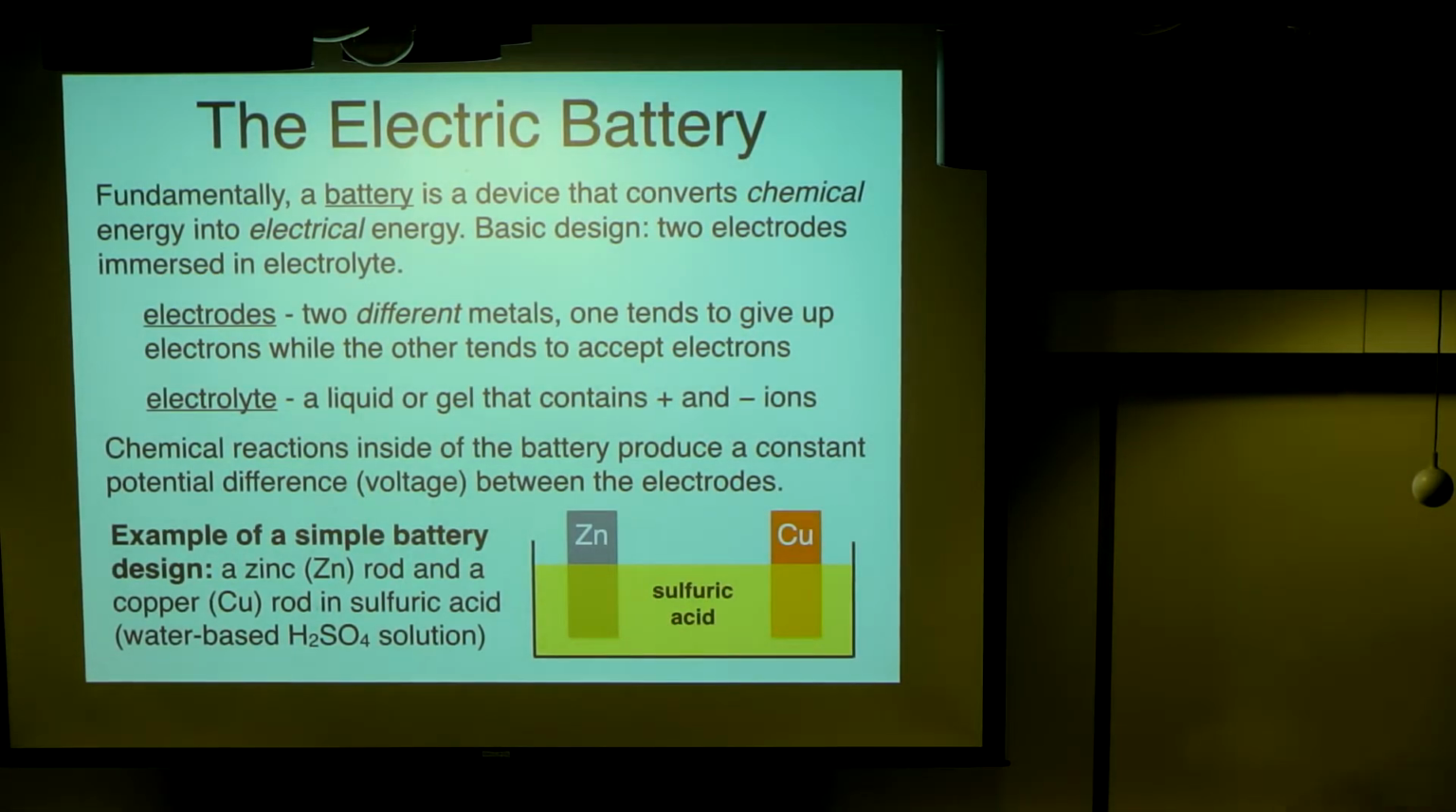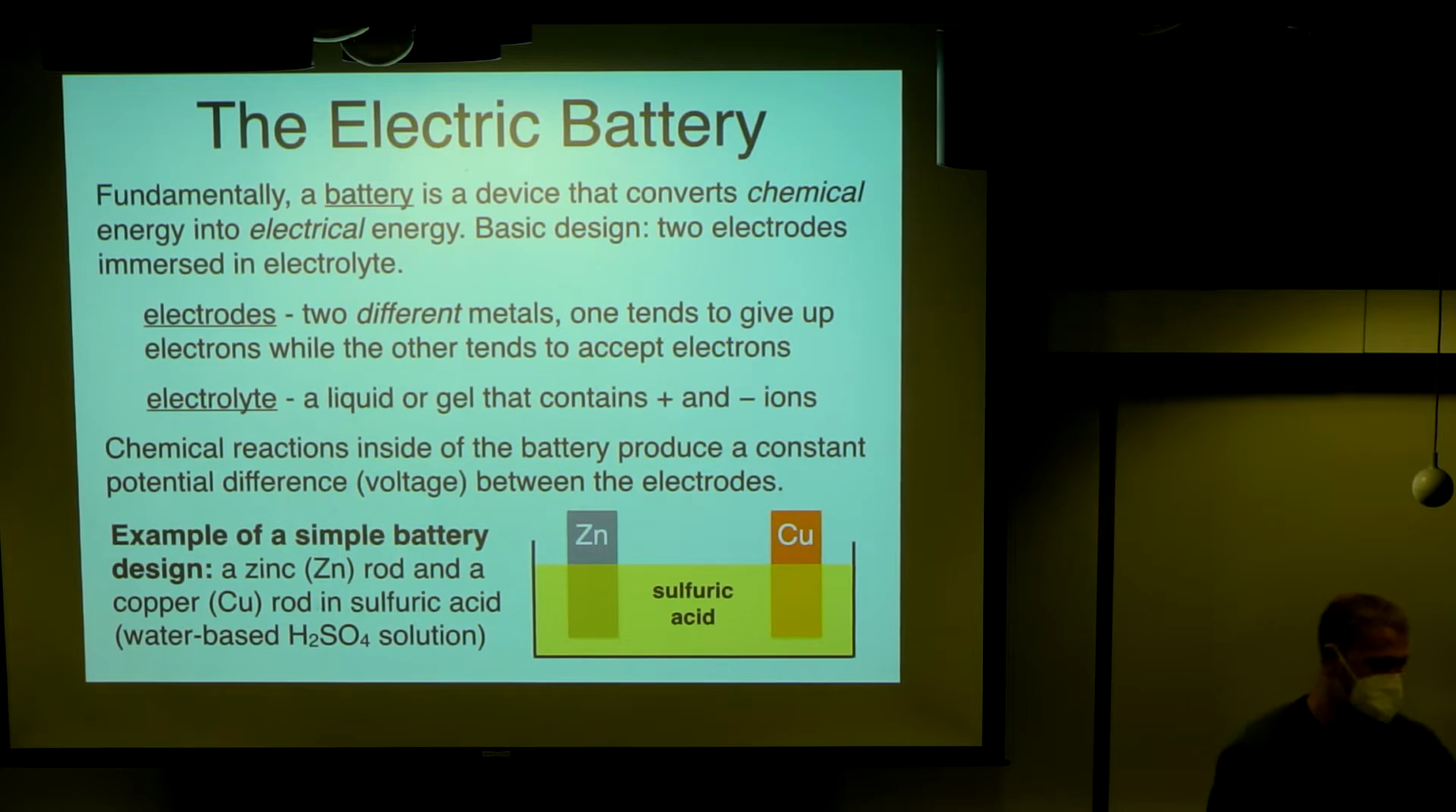All right, so what is an electric battery? Fundamentally, you can think of a battery as a device that's converting chemical energy into electrical energy. So there's some energy that's stored within the chemical bonds of some material that is later converted to electrical energy in the form of charges moving around in the circuit. That's what it's doing. And there's a basic design that pretty much every battery follows, which is you have your electrodes and you have your electrolyte. So let's define each one of these terms.